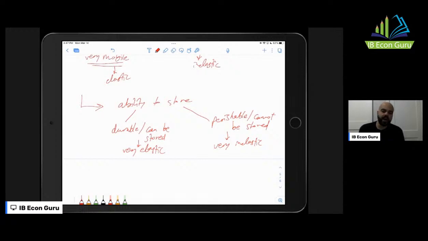Don't confuse. Now, I noticed that many students, when they talk about PES, use things like whether it's a necessity or a luxury. These are determinants of PED. Don't confuse the determinants of price elasticity of demand with the determinants of price elasticity of supply. They are very different, okay?